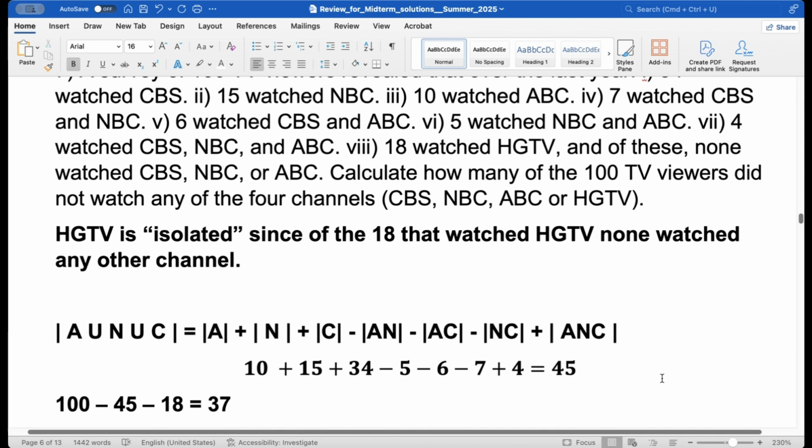So we end up with 45 people who watched at least one of those three networks, and 18 watched HGTV and nothing else. So how many watched none of the above? 100 minus those who watched at least one of the first three, which was 45, minus the 18 from HGTV, leaves us with 37. 37 watched none of the above.